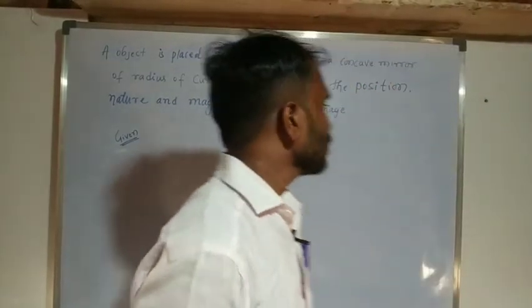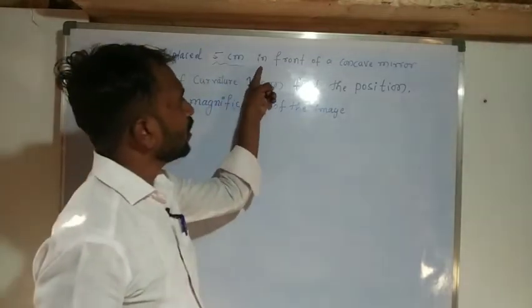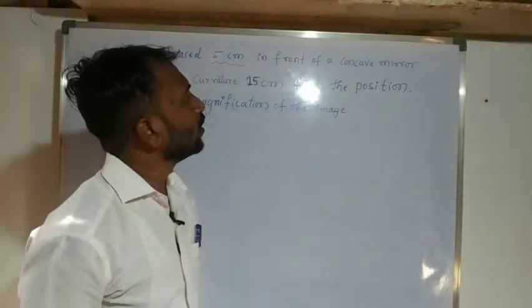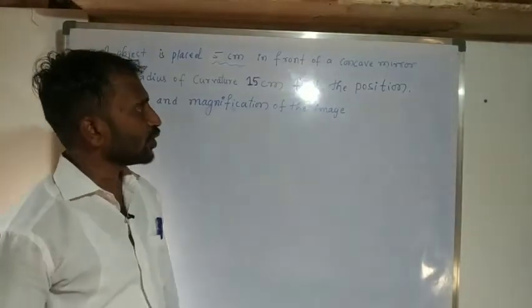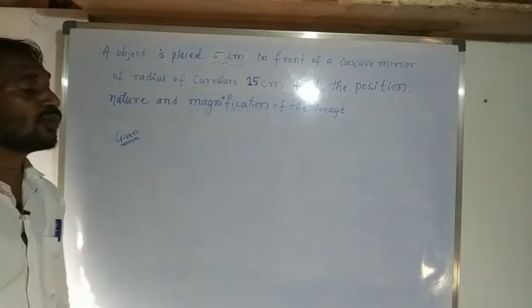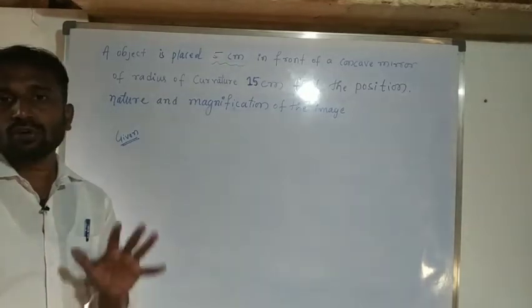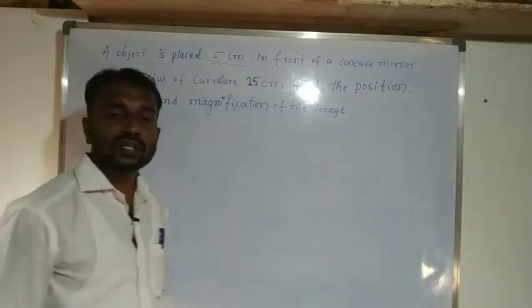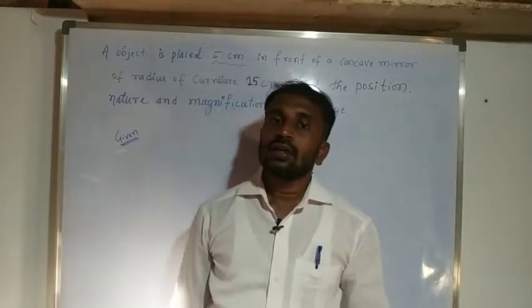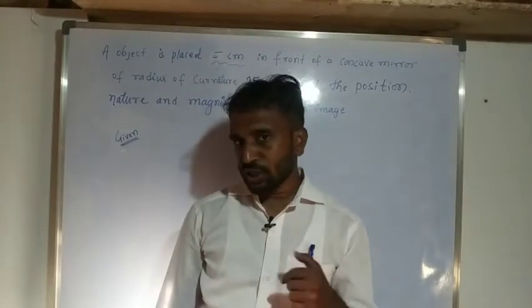Okay, our next problem. An object is placed 5 centimeter in front of a concave mirror of radius of curvature 15 centimeter. Find the position, nature and magnification of the image. Same problem, but the object distance changes. If the object distance changes, then the image distance and nature of the image both change.